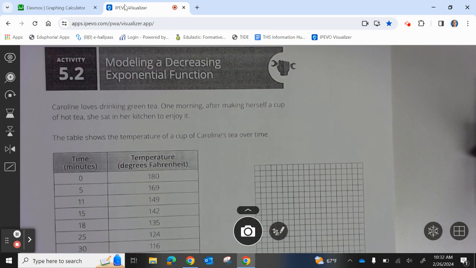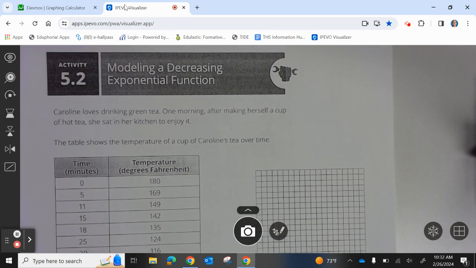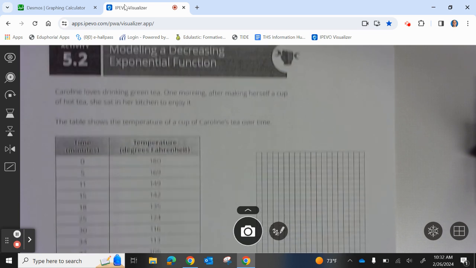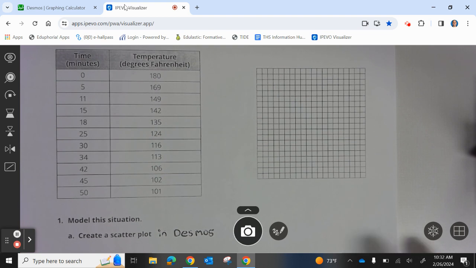All right. Activity 5.2, modeling a decreasing exponential function. Caroline loves drinking green tea. One morning after making herself a cup of hot tea, she sat in her kitchen to enjoy it. The table shows the temperature of a cup of Caroline's tea over time.